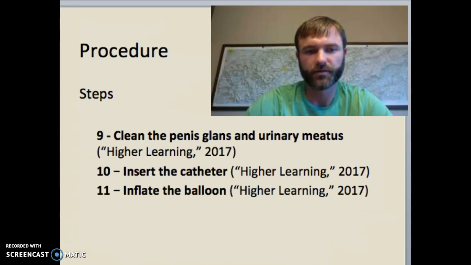Number 11, inflate the balloon with the entire volume of sterile water, usually 10 mL. Do not inflate against great resistance. If resistance occurs, try moving the catheter a little further before attempting to inflate again to avoid damage to the urethra.